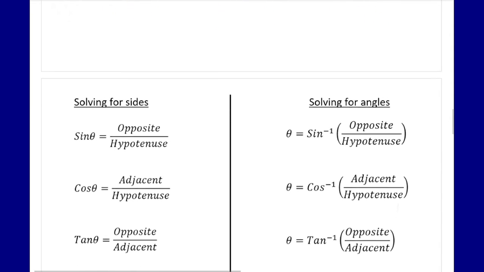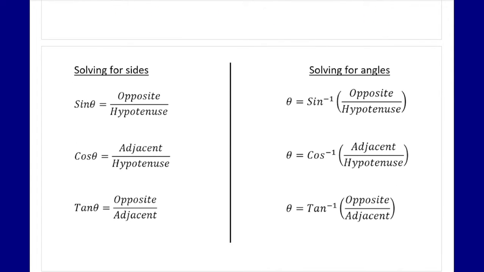And again, we can see them here. Sine is opposite over hypotenuse. Cosine is adjacent over hypotenuse. And tan is opposite over adjacent. So again, I'm just highlighting where we can see SOHCAHTOA.